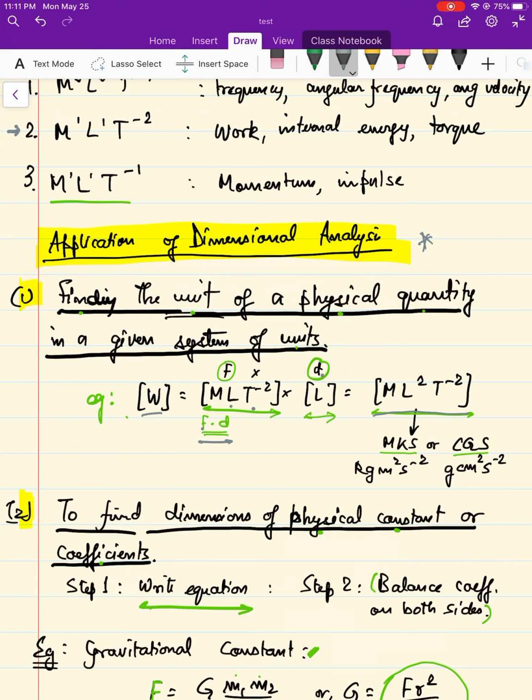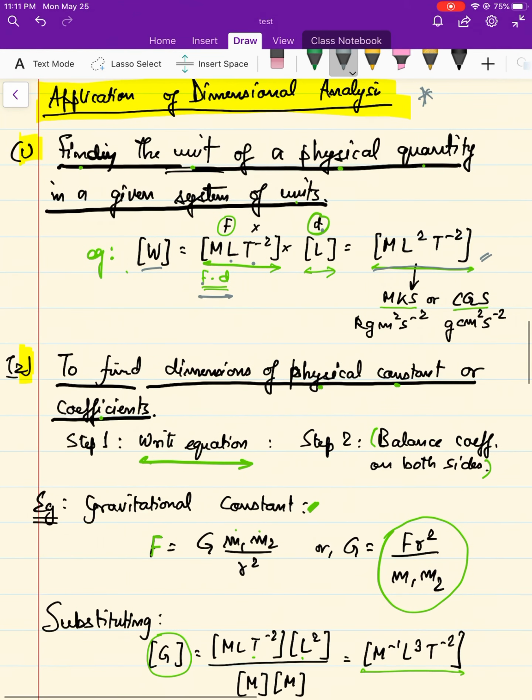and then you have the final form, which is this one, M L square T to the power minus 2, and then it can be expressed in MKS and also in CGS, right? But you need to arrive at this expression. So using basic quantities, you can arrive at the unit of other physical quantities. That's the basic thing that you can do with dimensional analysis.